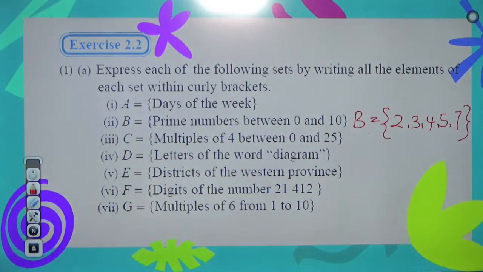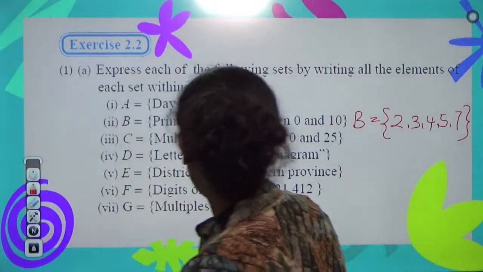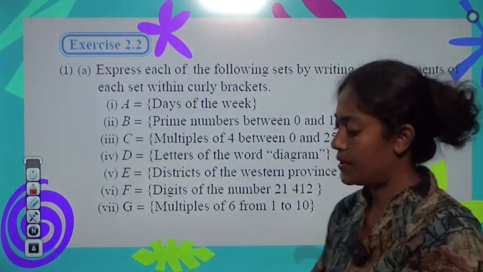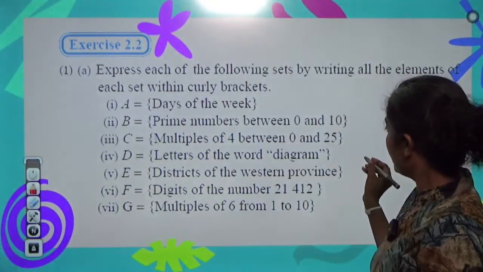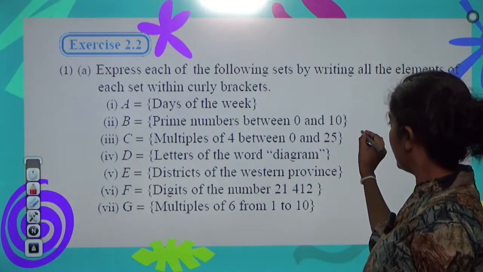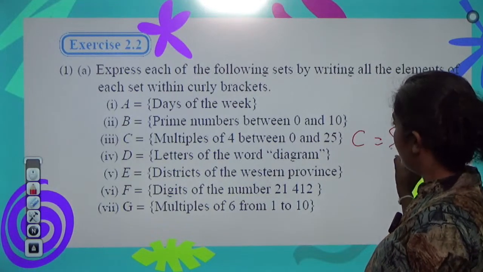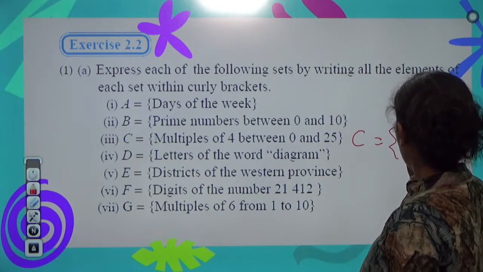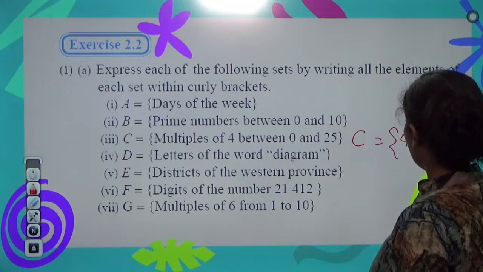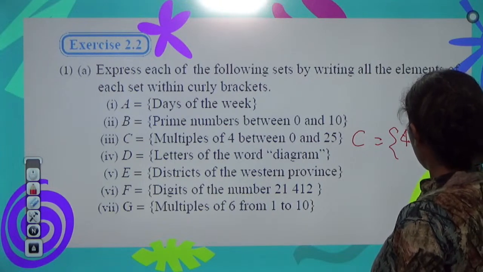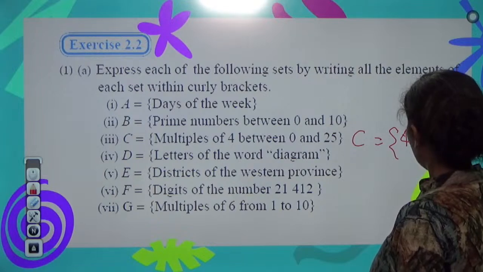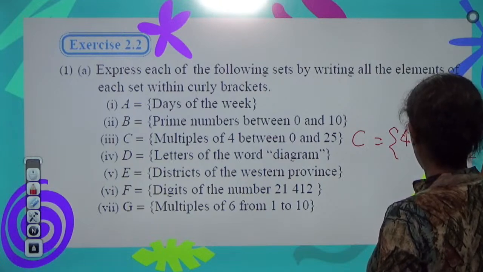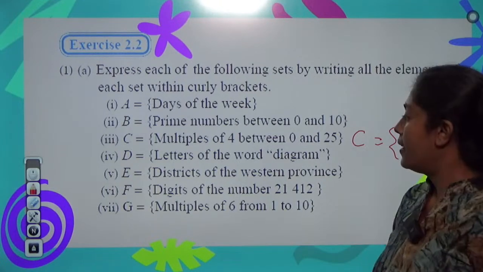What is the question we have? Multiples of 4 between 0 and 25. What are the values? So first we have to write C is equal, between 0 and 25: 4, 8, 12, 16 and 20 and 24 also. Yes, 24 also there. Right.